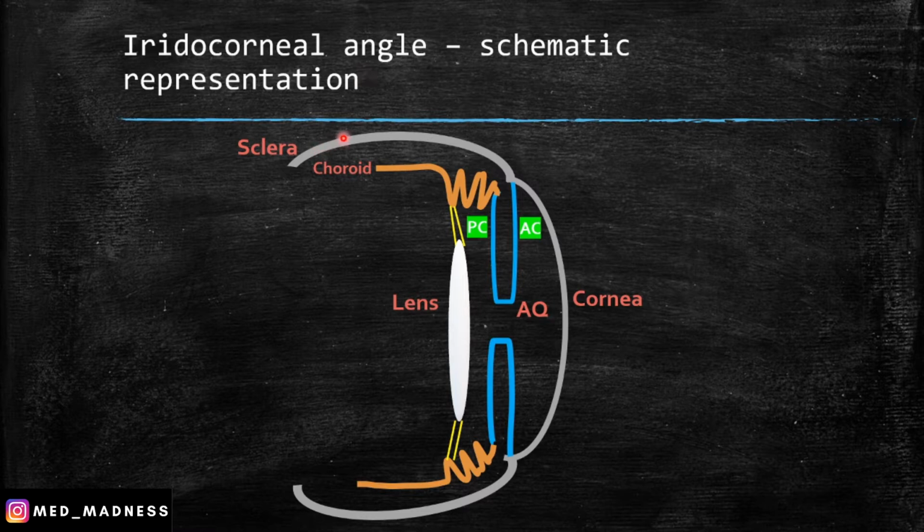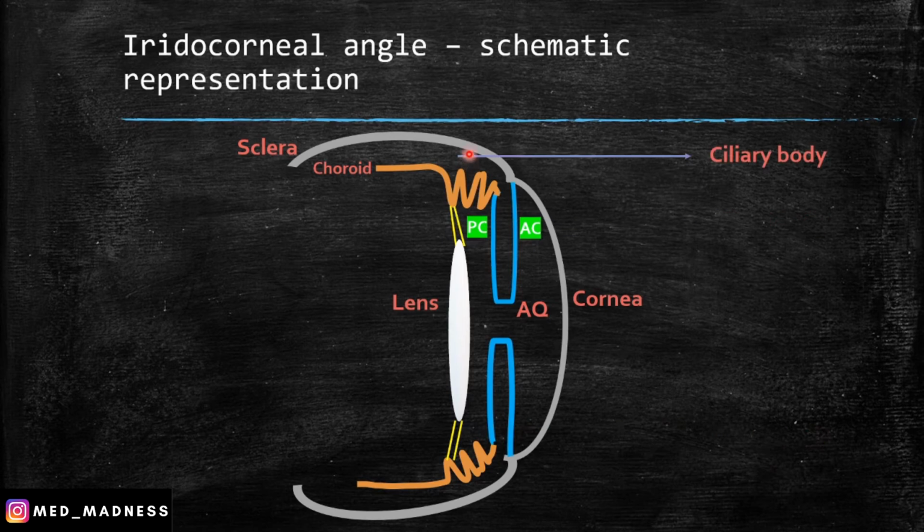This is the outer portion of the eyeball, which is called the sclera, and this sclera continues as the cornea in front, which is the transparent disc through which the light enters. The middle, highly vascular layer is the choroid. This choroid continues as the ciliary body and the iris in the front.